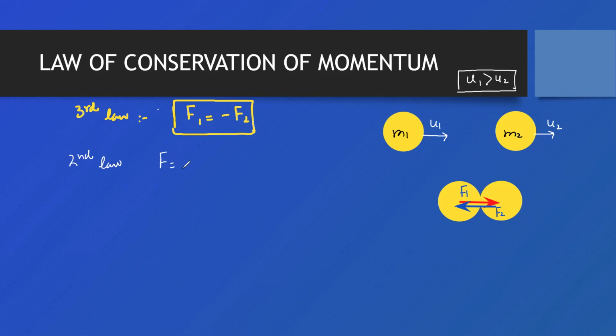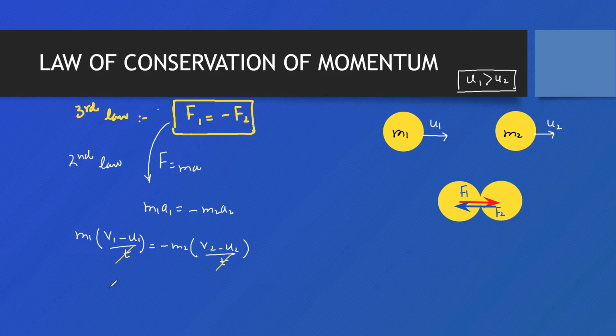we know that F is equal to ma. So I would write it this way: m1 a1 equals negative m2 a2. This is for 1 and this is for 2. Now, we know very well that a is (v minus u) divided by t. So (v1 minus u1) upon t, and this is (v2 minus u2) upon t. The time of collision between the two bodies was the same, so I can easily cancel t by t.